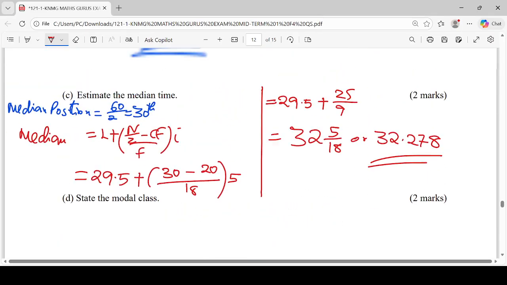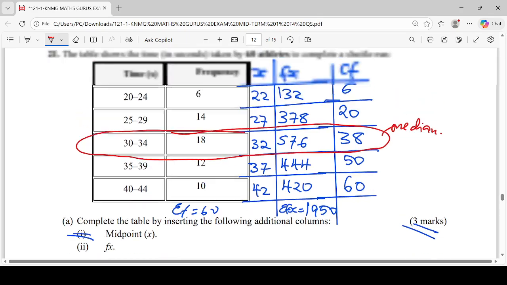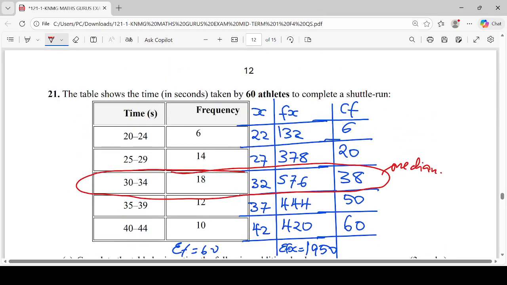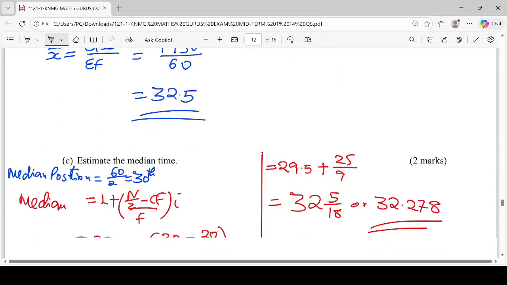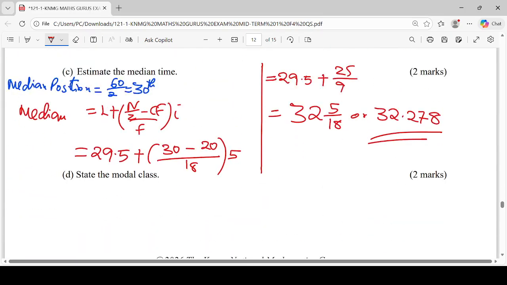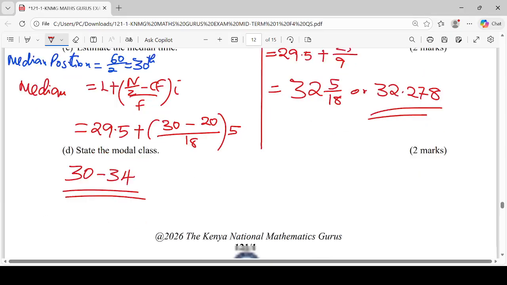Part B, state the modal class. The modal class is the class with the highest frequency. You look at the frequency column. Where is the highest frequency? The highest frequency is 18. So which class is corresponding to 18? 30 to 34. So the modal class here becomes 30 to 34. Remember, when you choose the modal class, consider the class with the highest frequency.